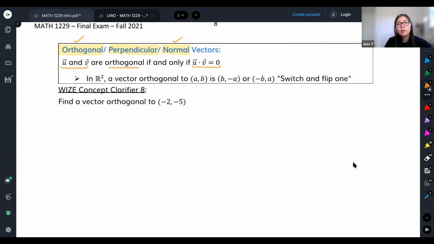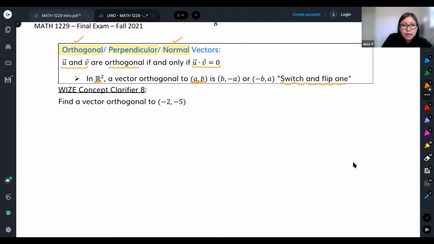But I want to talk about one extra application, and that is specifically in R2, only in R2. This does not exist in R3. If you were given a vector AB and you're asked to find a vector that is orthogonal, perpendicular to it, you're going to use this rule called the switch and flip. You're going to switch the two numbers and you're going to flip the sign of one of them.